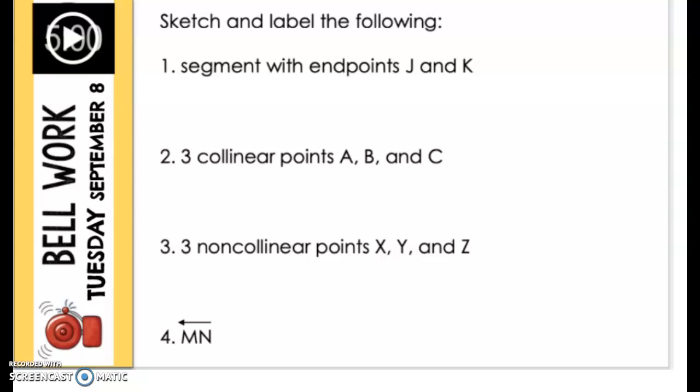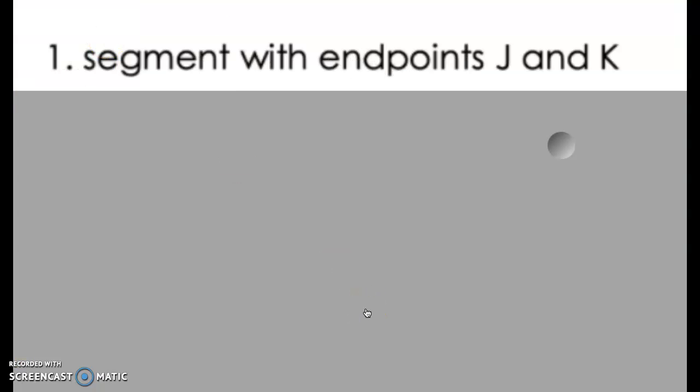Okay, today we are going to go over the bell work problems from Tuesday, September 8th. Number 1 says we need to sketch and label a segment with endpoints J and K. So remember, a line segment has two distinct endpoints.